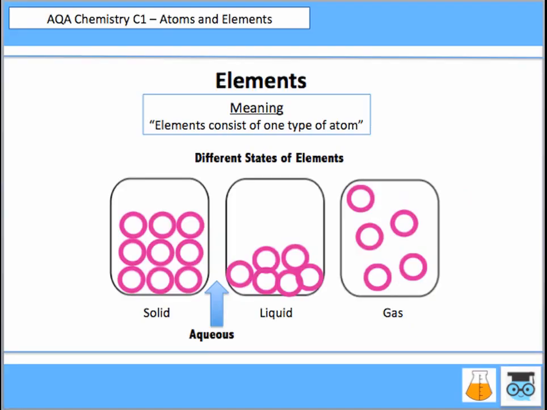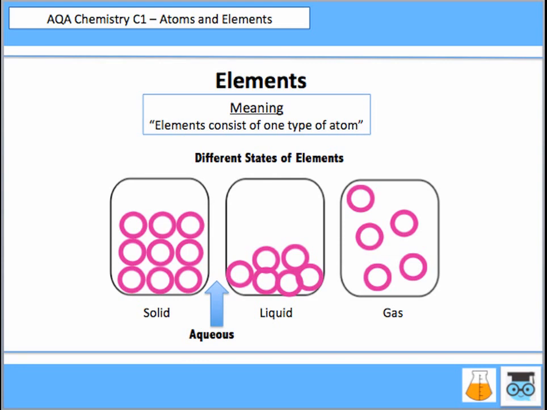Now moving on to the topic of elements. The typical meaning of an element is that it consists of one type of atom. This is the bare basics that you need to know. Don't try and waffle around it because you'll just lose marks. What distinguishes elements from each other is the number of protons in the nucleus, and this decides what type of atom it is. For example, 6 protons in the nucleus is a carbon atom, and for oxygen there are 8 protons.